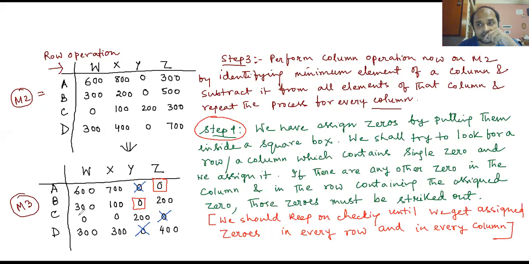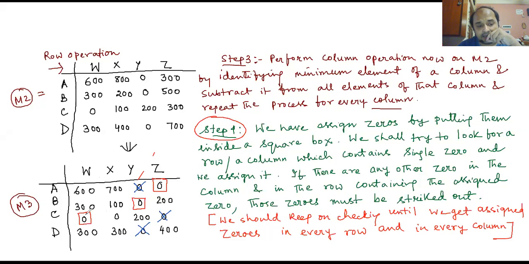This is the zero, the only zero present in column 1. So I'm going to assign it. And just like in my previous case, I need to check whether in the column or in the row containing the assigned zero, other zeros are present or not.